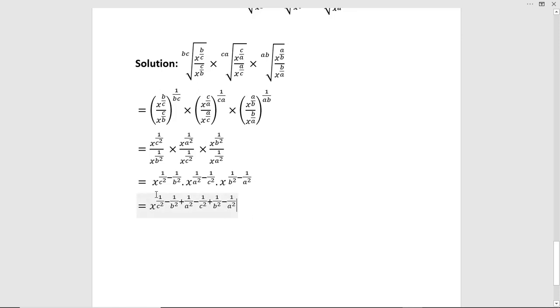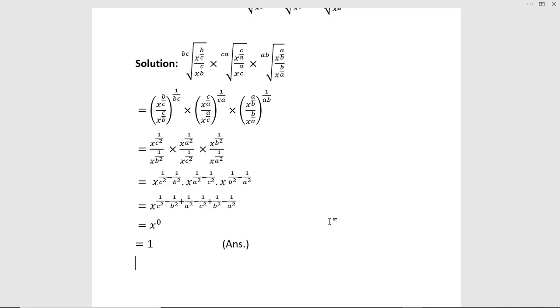So look here, we have 1 by c squared and minus 1 by c squared, they will be cancelled and we get 0. 1 by b squared minus 1 by b squared will be cancelled, and plus 1 by a squared and minus 1 by a squared will be cancelled. So we can write that x to the power 0, and we know that something to the power 0 is 1. So this is the simplest value of the given expression.